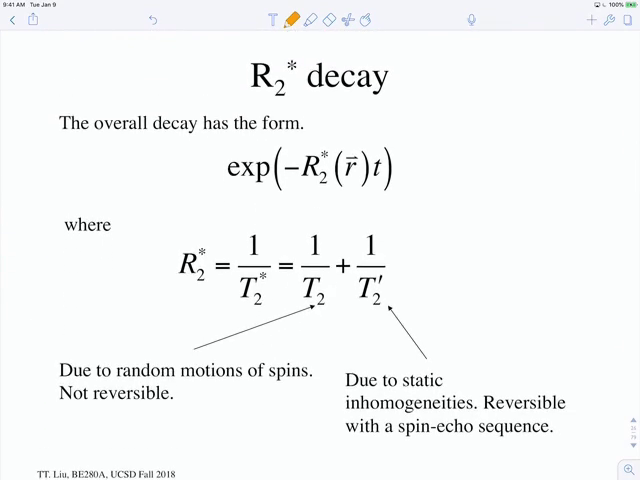Just to remind you, T2 star is equal to this quantity here. We also call the inverse of that R2 star, which is the relaxation rate. So this is the time constant, and this is the relaxation rate. It's composed of both T2 and T2 prime. Both of these contribute to fMRI, but predominantly for most fMRI, we're going to use the T2 prime.